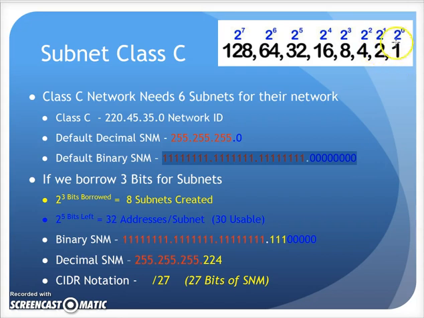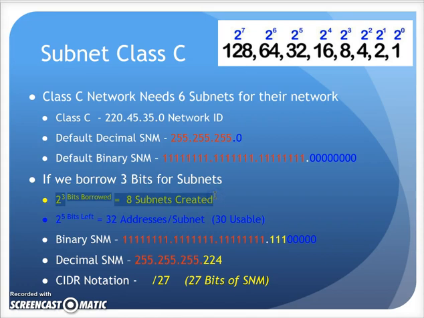To get 6 subnets, if I borrow 1 bit, I'm going to get 2 subnets. If I borrow 2 bits, I'm going to get 4 subnets. If I borrow 3 bits, I'm going to get 8 subnets. Well, 6 doesn't hit, but I need to go 1 larger to get it done. So if I borrow 3 bits right here, I will get 8 subnets. That'll be enough. I'll have 1 or 2 left over, but I'll get what I need. 2 to the 3 bits borrowed gives me 8 subnets.